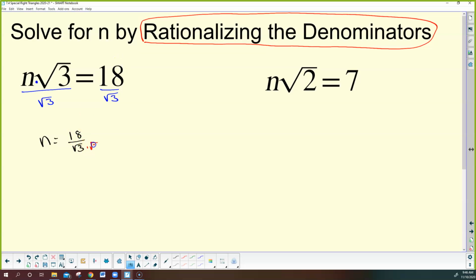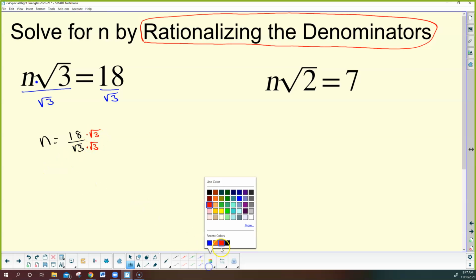And to do that, we're going to multiply both the top and the bottom by the square root of 3. Now notice, that doesn't change our answer. This is like multiplying by 1, because we know the square root of 3 over the square root of 3 is really 1. So knowing that, it doesn't change the meaning of our problem. You can always multiply by a creative form of 1.